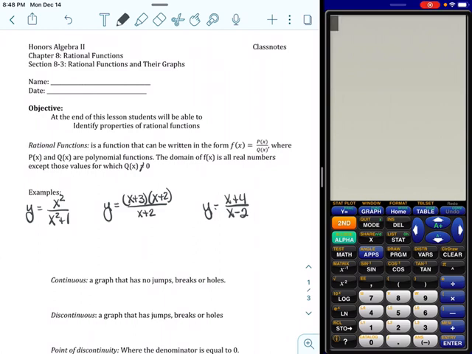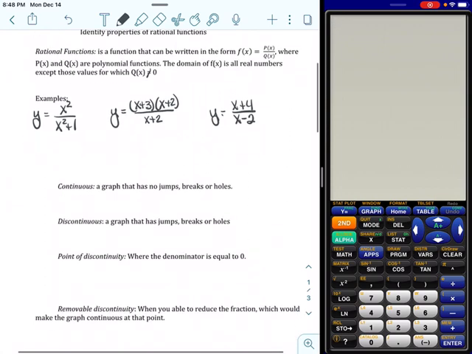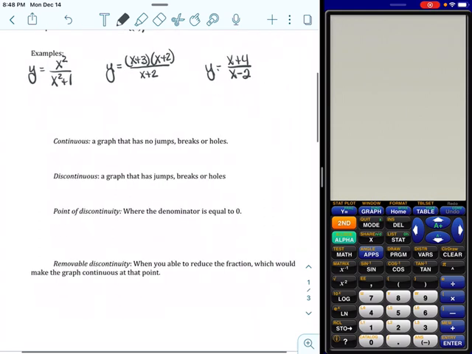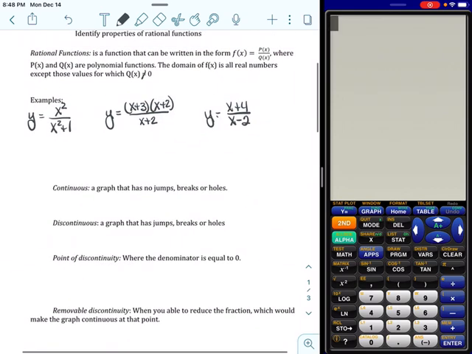All right. So we have some terms that we need to talk about, and whether or not the graph is continuous or discontinuous. If it's discontinuous, it has points of discontinuity. Is it removable discontinuity or non-removable discontinuity? So we need to define what it means to be continuous and discontinuous. I have my calculator here, and I apologize, I have to leave it up, otherwise the app shuts down. So we're just going to be living with the calculator today.